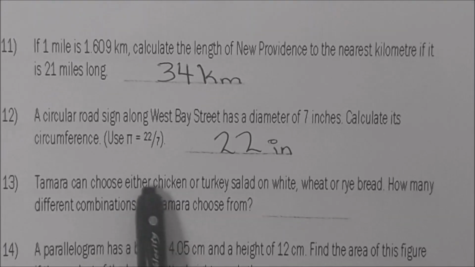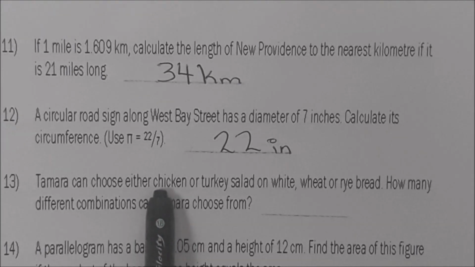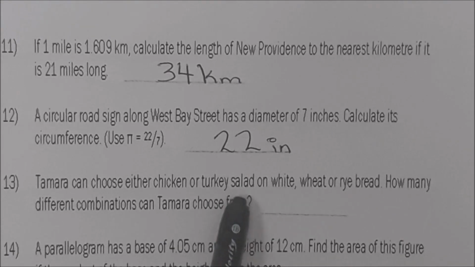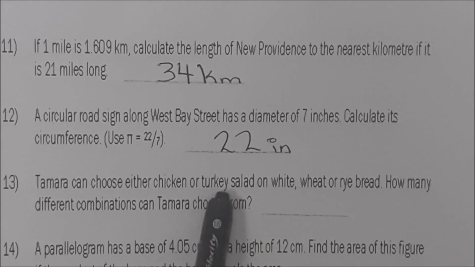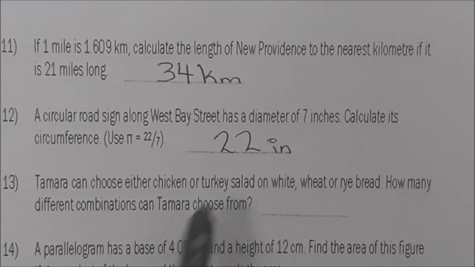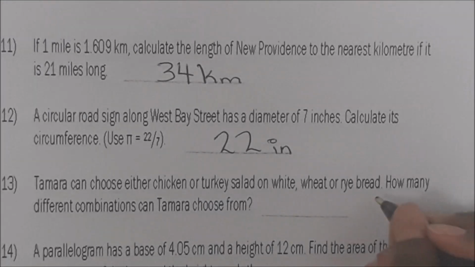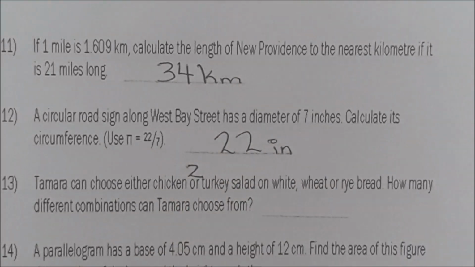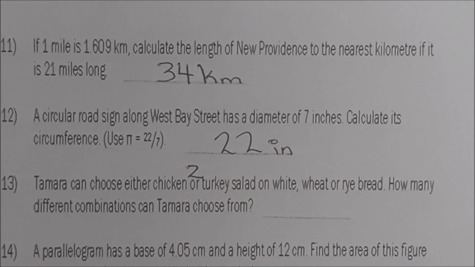You multiply her choices of the meats. How many choices does she have for the meats? 2. So put 2 over chicken or turkey. And then white, wheat or rye, 3. So put 3 over the bread.